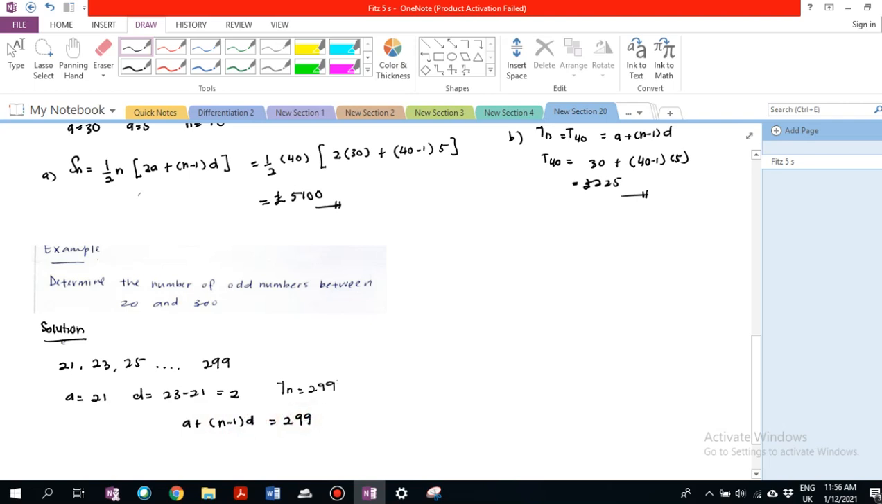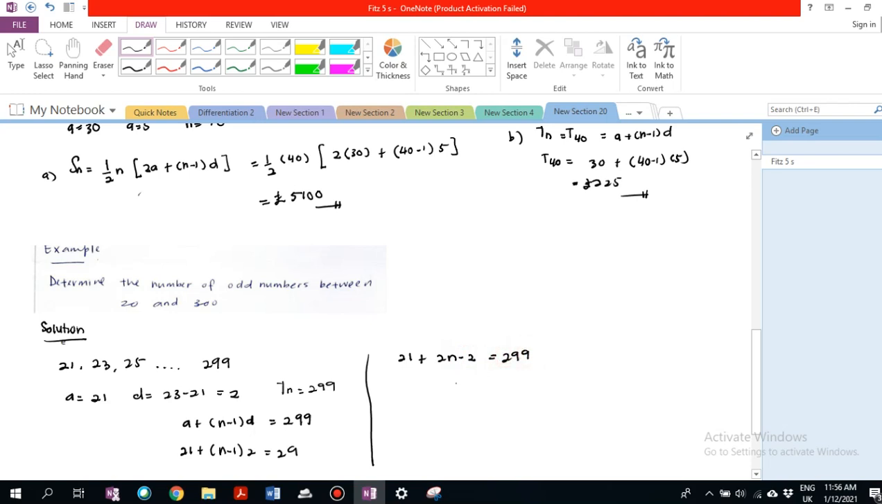So how many odd numbers? At the end, it will start from 21 until 299. So your A is 21 plus, what is your n? This is what we want. What is your D? D is 2. So we'll get 21 plus 2n minus 2 is equal to 299.